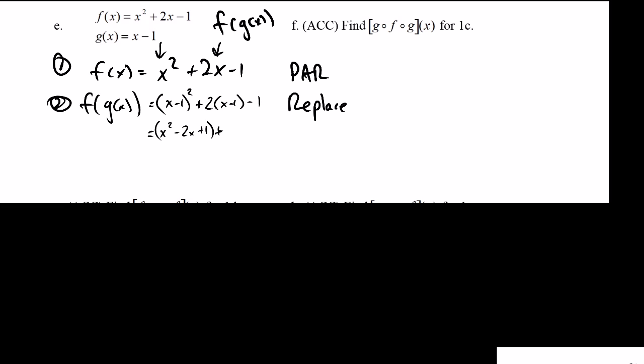Plus our 2x minus 2, just distributed, minus 1, so we distributed here. So now we combine like terms. We have an x squared. We have a negative 2x. We have a positive 2x. We have a plus 1. We have a minus 1. So if all those cancel out, we're just going to be left with x squared minus 2. And we're done. Nice. Congratulations.